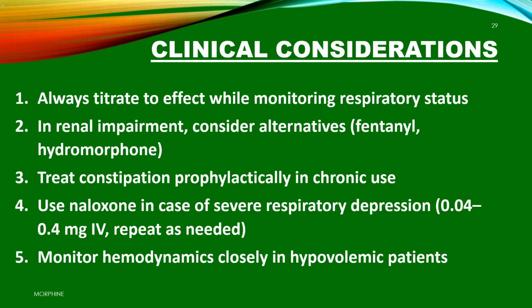4. Naloxone use. In cases of severe respiratory depression, administer naloxone 0.04-0.4 mg IV, and repeat as needed to reverse opioid-induced respiratory depression. 5. Hemodynamic monitoring. Monitor hemodynamics closely in hypovolemic patients receiving morphine, as it can exacerbate hypotension and compromise patient stability.